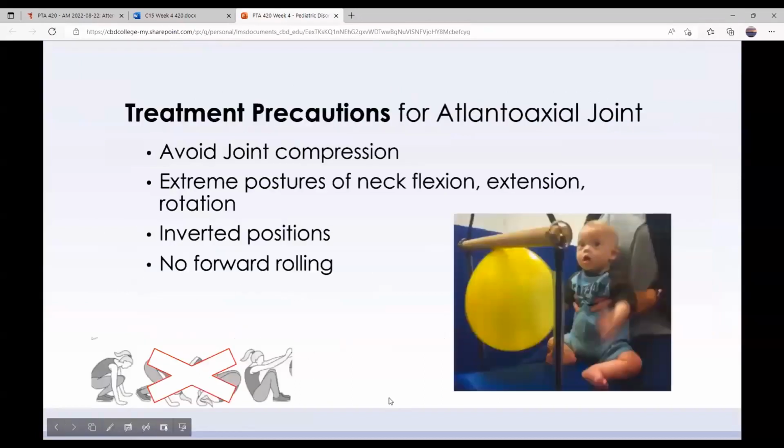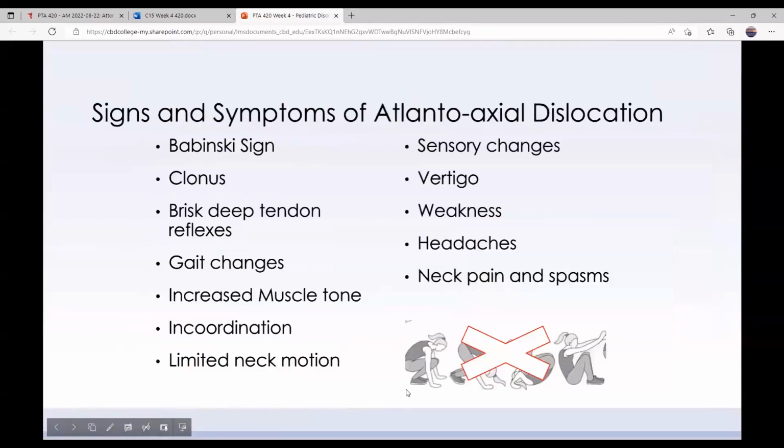All right, so patients with Down syndrome might have a possible unstable atlantoaxial joint, and it's best to avoid joint compression, avoid extreme neck flexion, extension, and rotation, and also inverted positions, and no forward rolling. Excellent job. Yes, great job. And why don't we want to do this? Because we don't want to have dislocation.